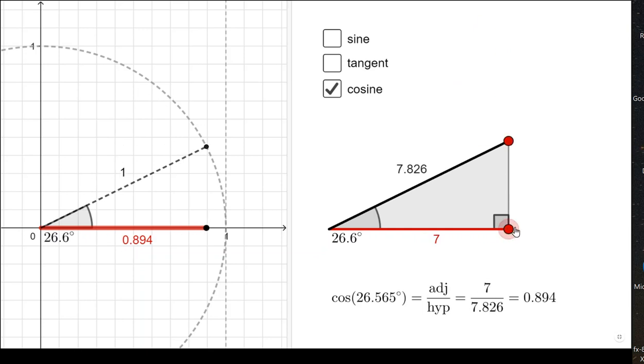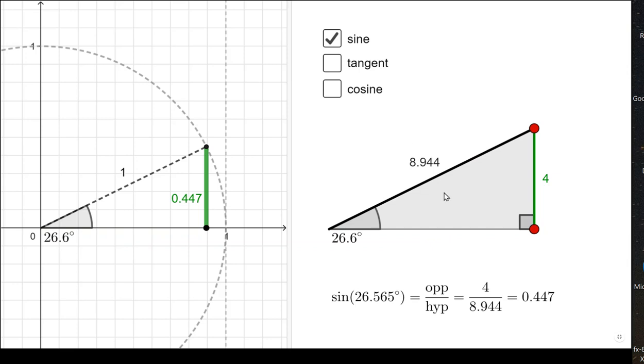Okay, so let's continue our investigation now, and let's investigate sine first of all. In terms of ratios, the definition of the sine ratio in a right angle triangle, in this case the sine of 26.6 degrees, is 4 over 8.944. And that calculation is done for us here. I get 0.447.